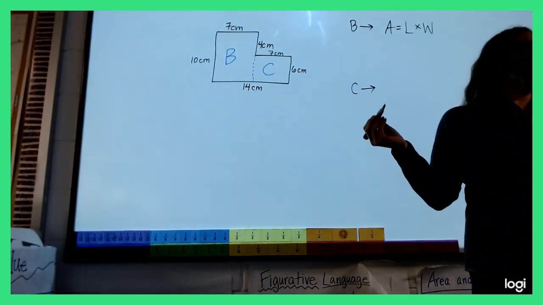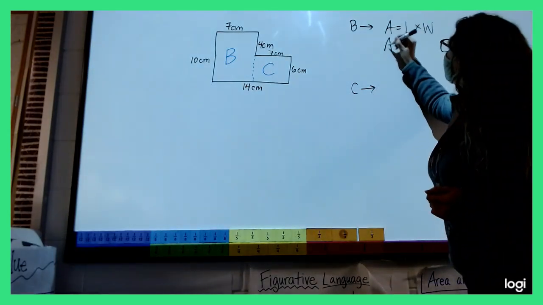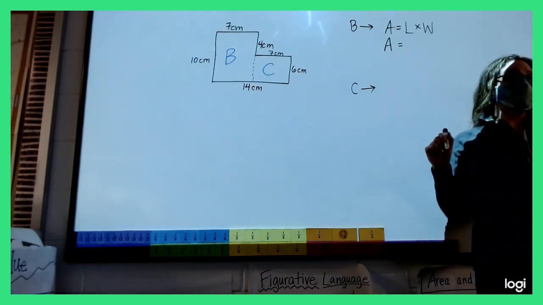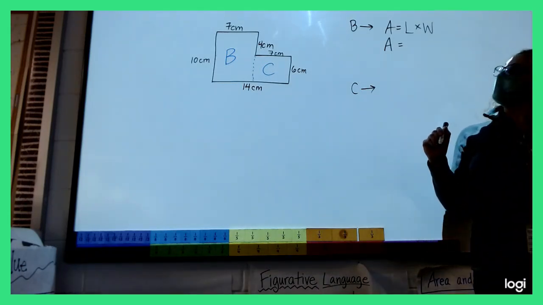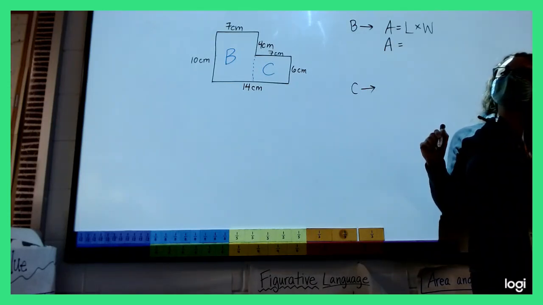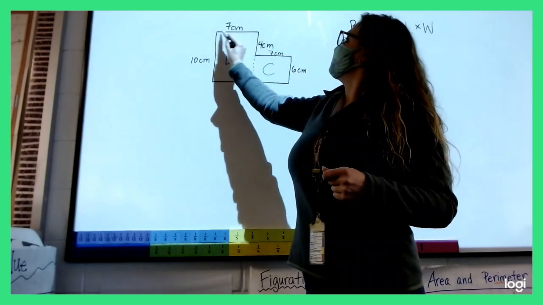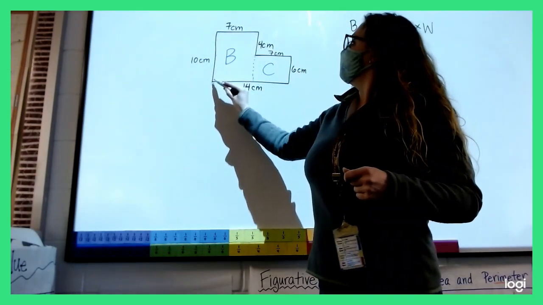We don't know the area, right? So we can copy the A. Do we know the long side or our length? Josiah? No. Well, take a look at shape B. 7. Okay, well 7, is that our longest side or is that going to be our width? That's our width.